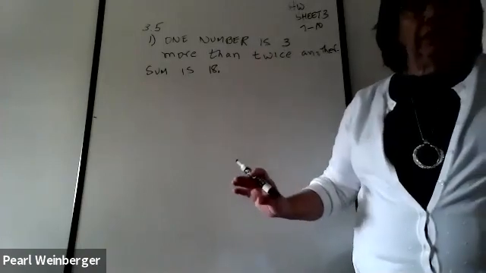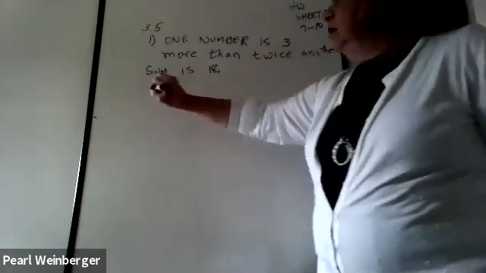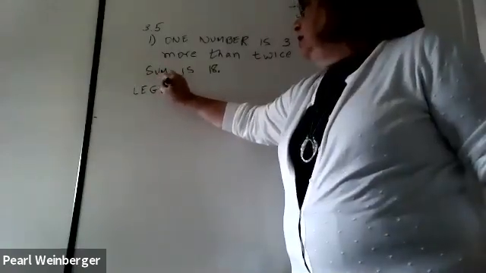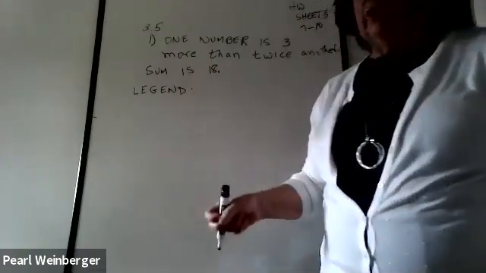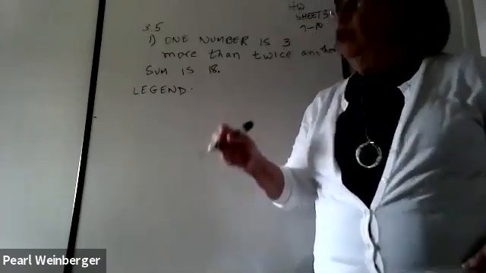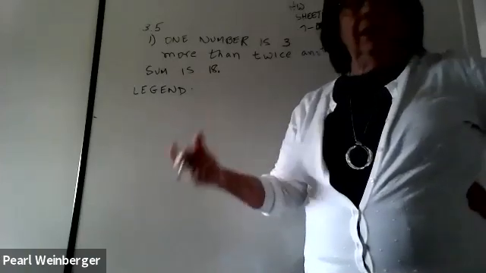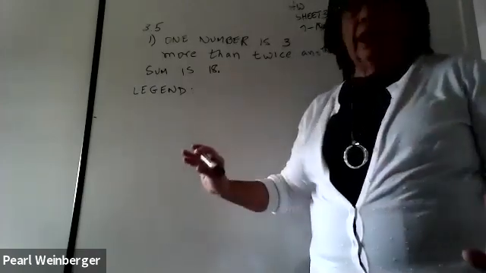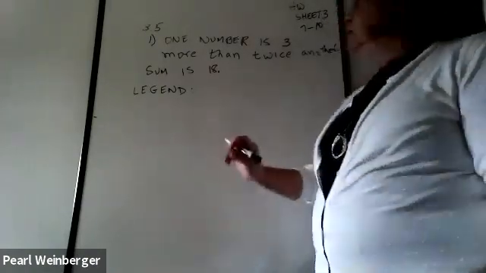Now, the first thing you have to do, and probably one of the most important things, is what's called make a legend. A legend is a decision. I like to write it down, but if you just decide in your head, you have to know what your variable stands for. You can't write an equation with variables if you don't know what the variables stand for. So first, decide what your variables are going to be and what they represent.